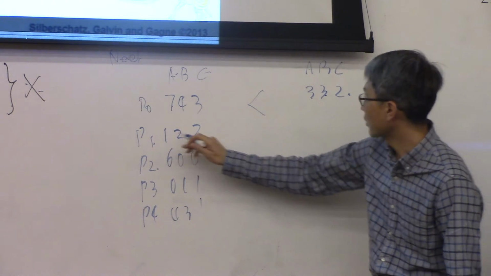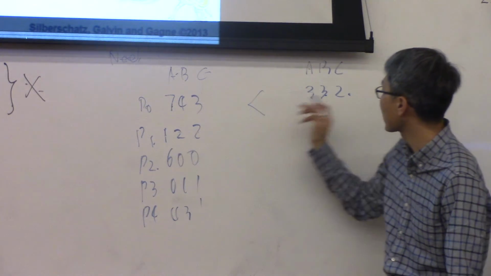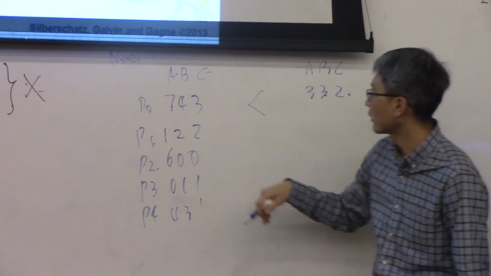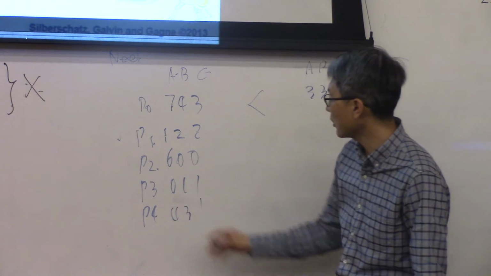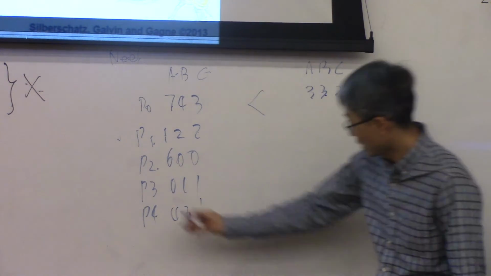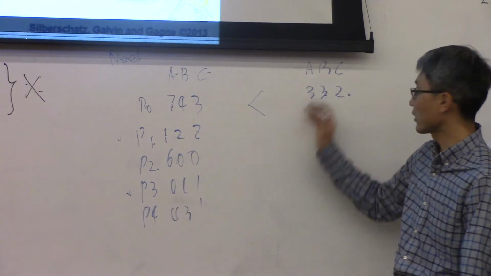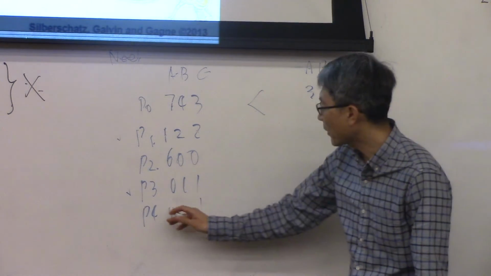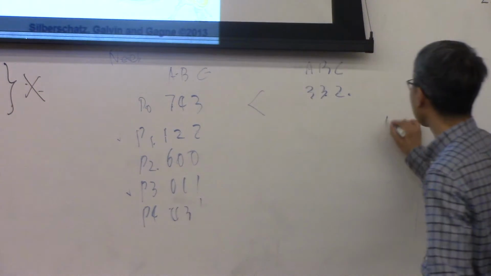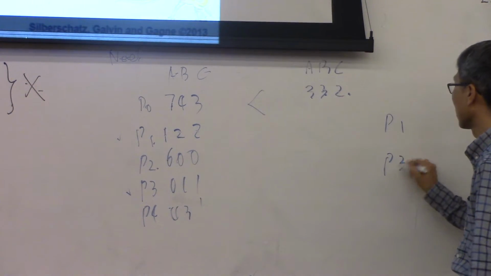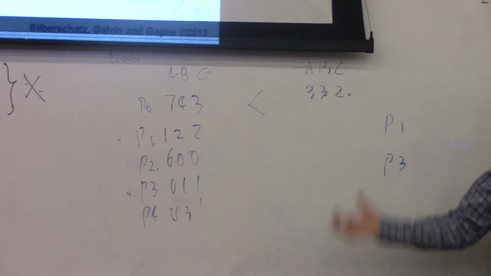So P1, yes, 1 less than 3, 2 less than 3, 2 equal to the C. So this is possible. P2, not possible. P3, possible: 0, 1, 1 is less than 3, 3, 2. And P4, not possible. So we can start with either P1 or P3. It's up to you which one is first.